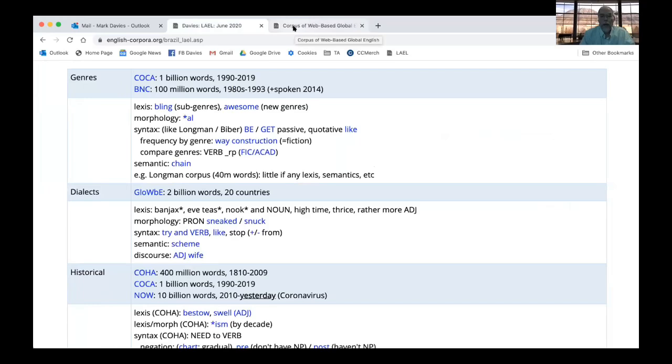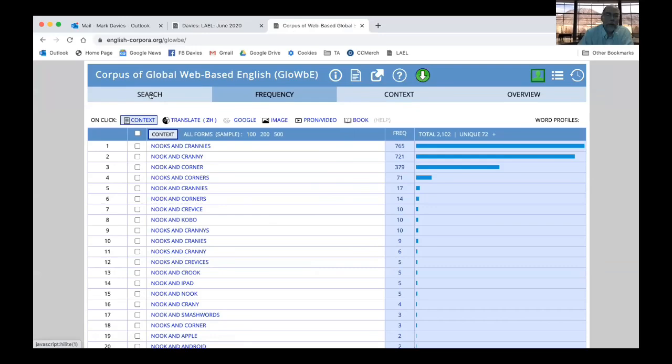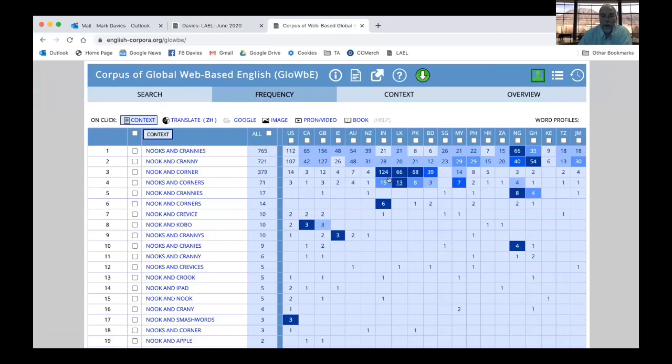This morning, when Professor Rajan was speaking, I noticed he talked about nooks and crannies versus nooks and corners. So I should come back and look at the frequency in each of these 20 countries. He mentioned that nooks and corners was limited primarily to India and other countries in South Asia. And when you look at it, it really is. Other countries use nooks and crannies, but nooks and corners is what is used in South Asia.